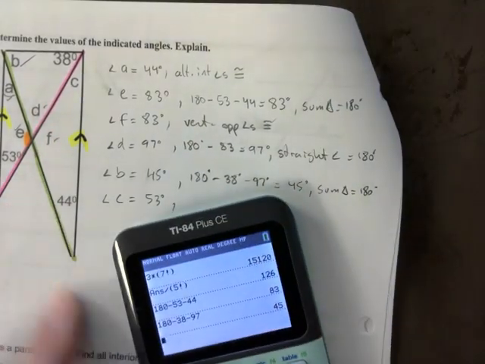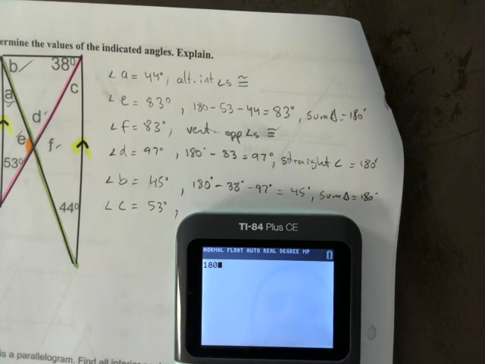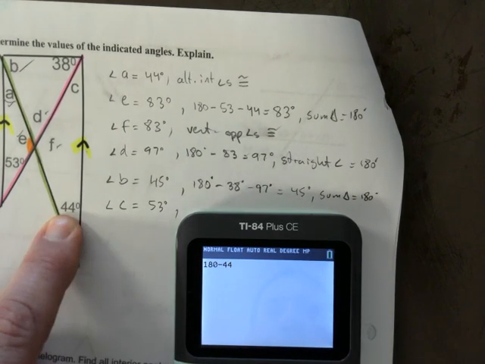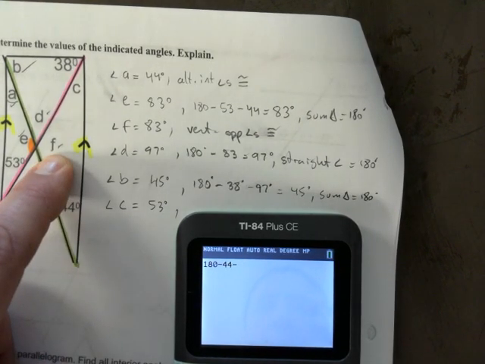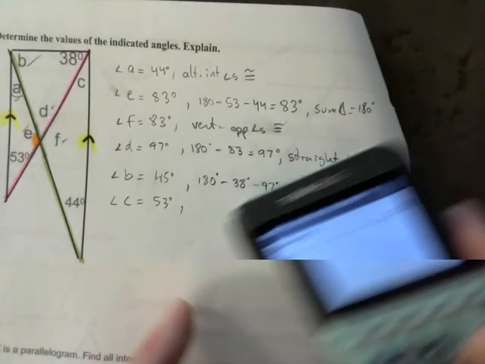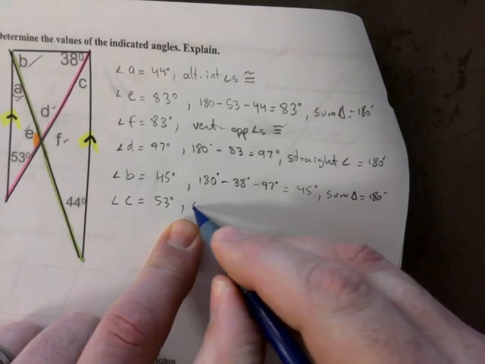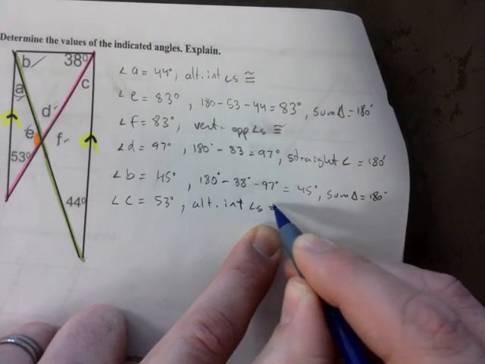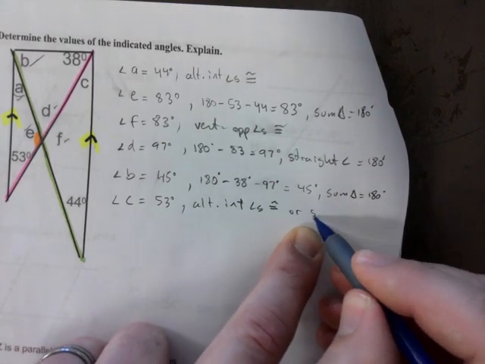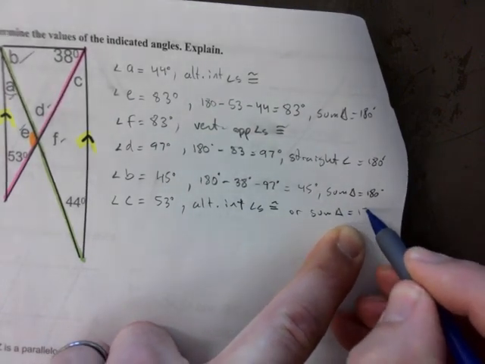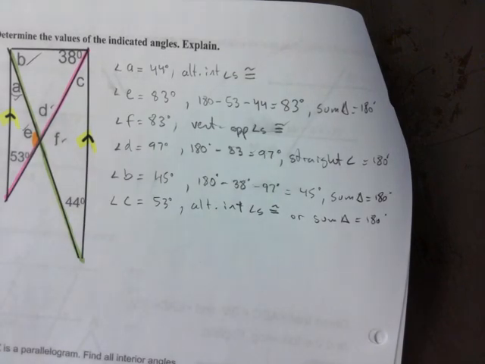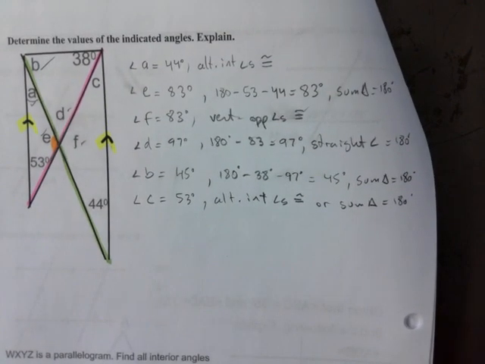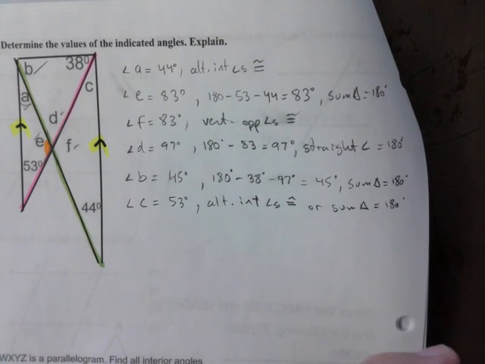Does that work out if you do the sum of triangle? 180 minus 44 minus F. Yeah, it's 53. So regardless of how you do it, or sum of triangle, right? Regardless of how you do it, you get that. Okay. I'm just gonna leave it at that.